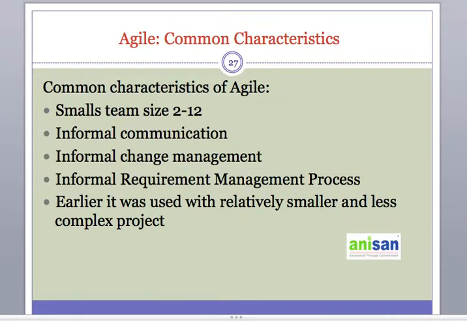Now, the common characteristics of all these Agile methodologies or frameworks we've seen here: they have a small team size, that is 2 to 12, and throughout the project life cycle they have informal communication. It could be stand-up meetings, email communication, bullet points, or just user stories.